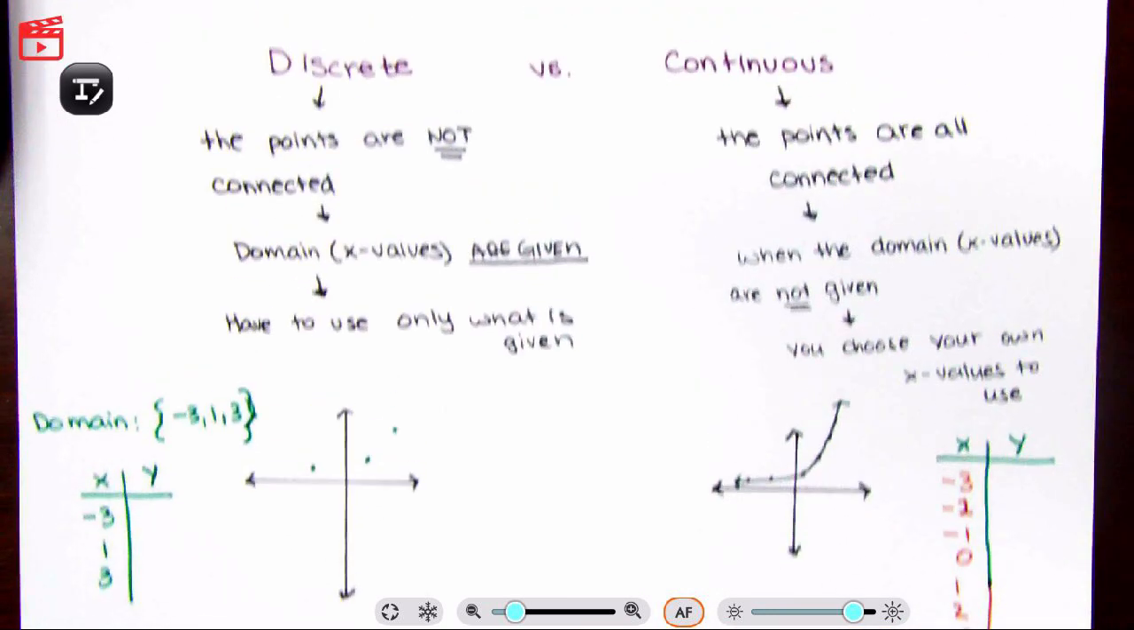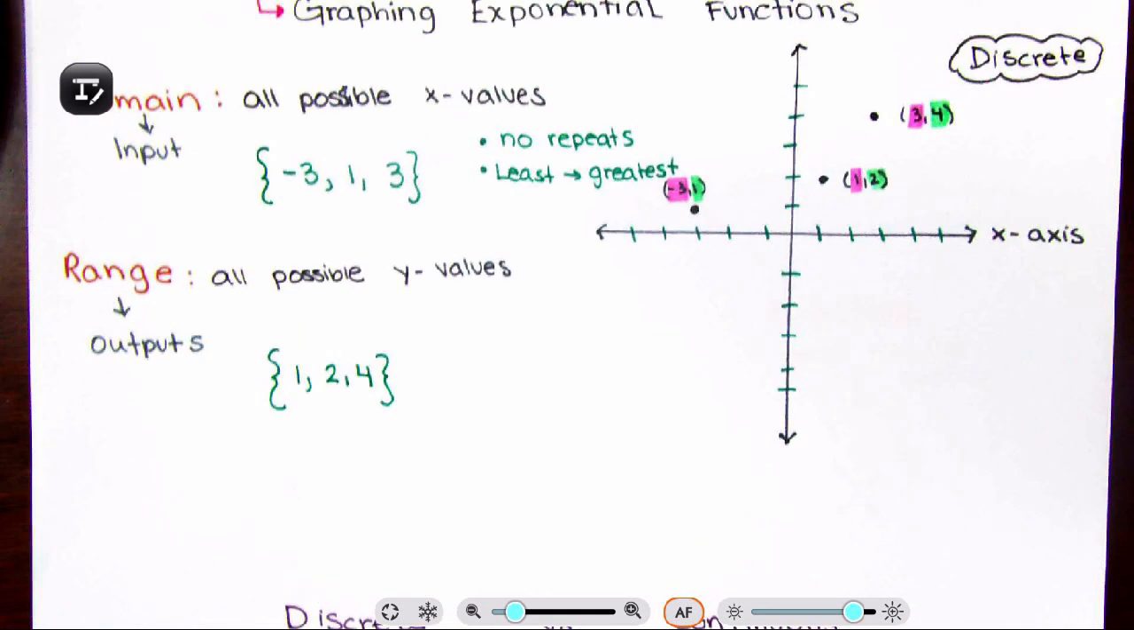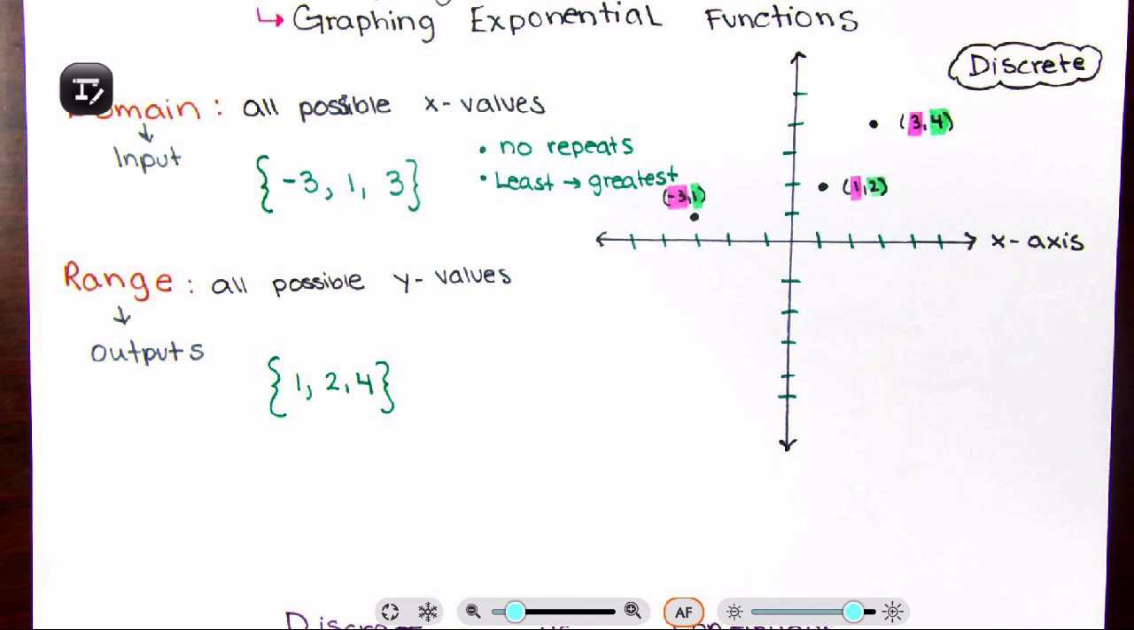All right, beautiful people, I'm going to wrap up this video. In the next video, we're going to talk about all of the examples to graphing exponential functions.